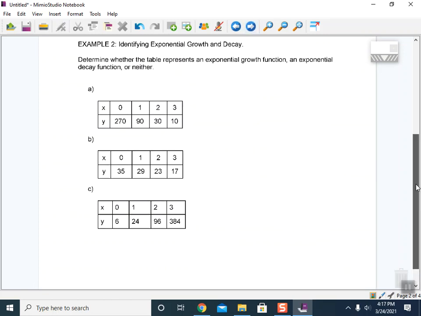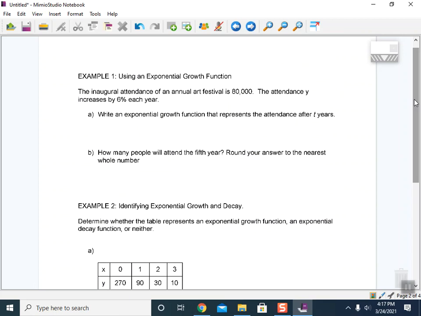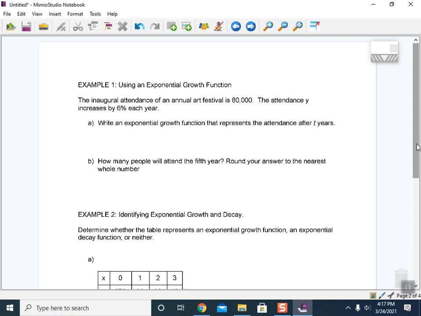Okay, let's do an example. So the inaugural attendance of an annual art festival is 80,000 people. The attendance y increases by 6% each year. Write an exponential growth function that represents the attendance after t years. We will start there. So remember our formula for this is going to be y equals a times 1 plus r raised to the t, okay? And it's really honestly just plug values in and we're done.